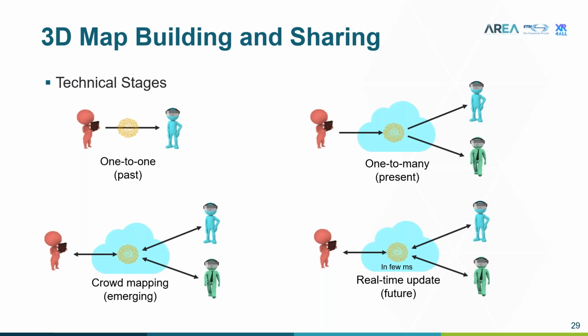What is emerging and what is really interesting is crowd mapping. Crowd mapping is the same thing, except that the other users are able to update the map according to the observations of their AR device. And so it will correct the map, detect that objects have changed in the real space, and it will be able to upload this update and share it with other users.